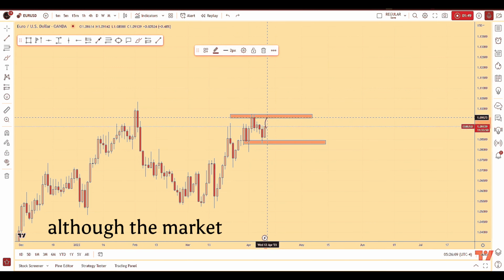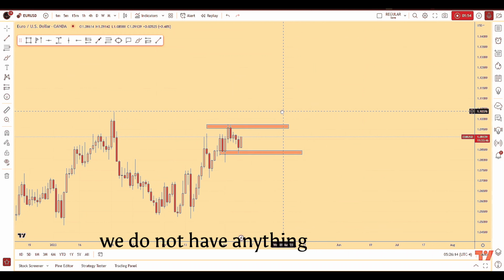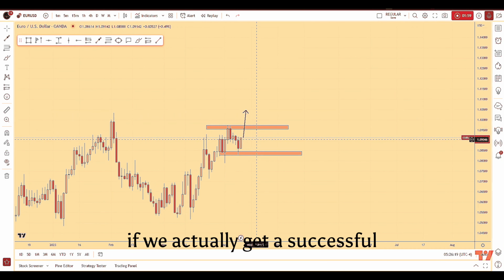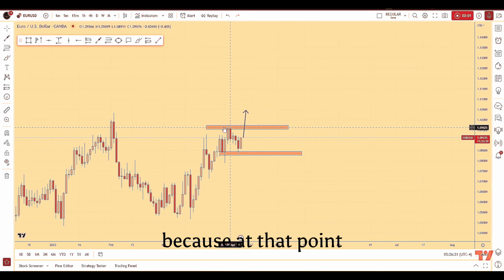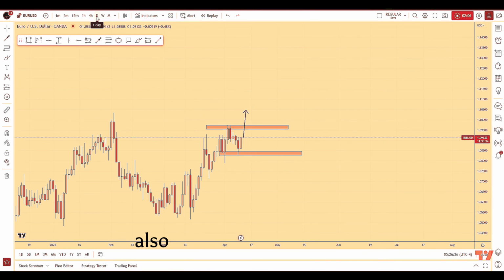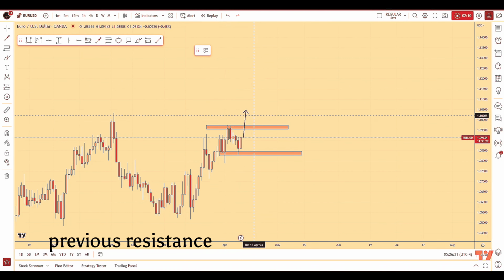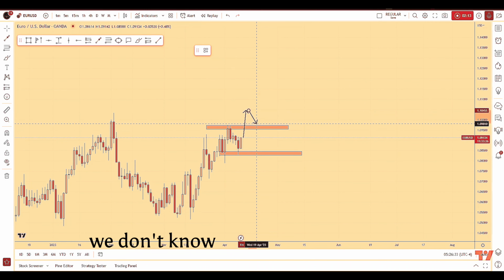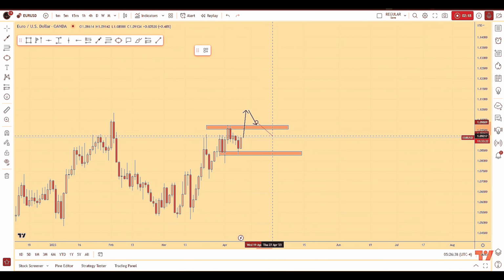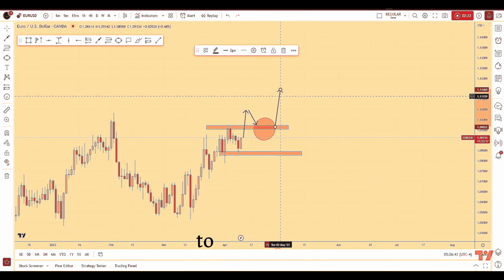Now, until the market remains in between this daily support and resistance, from a daily perspective we do not have anything interesting. However, things would become very interesting if we actually get a successful break above this resistance, because at that point, since we know that the monthly and weekly already look quite bullish, also on the daily time frame we would have bullish structure as this previous daily resistance would become support here. So we don't know if we will get this break, but if we do, after the break on the retest of this previous resistance turned support, we could be approaching a potential rejection to the upside.